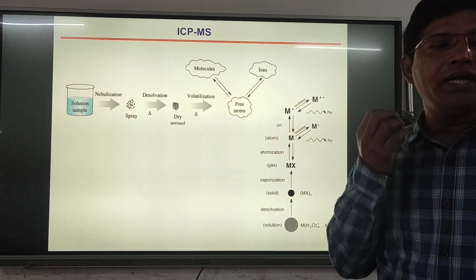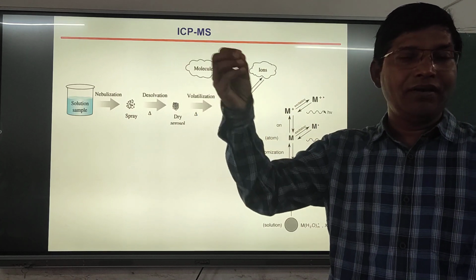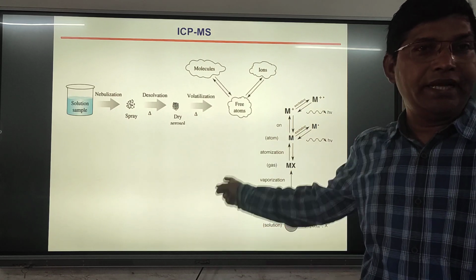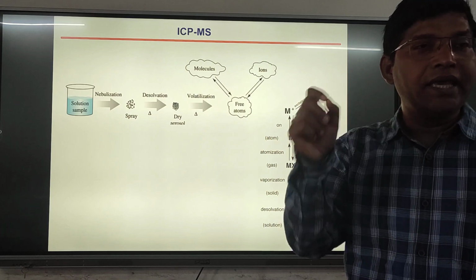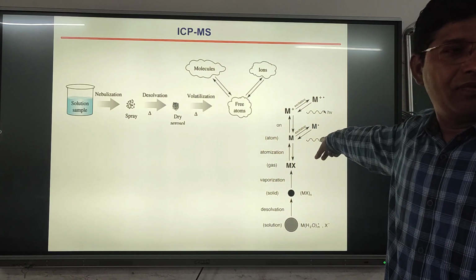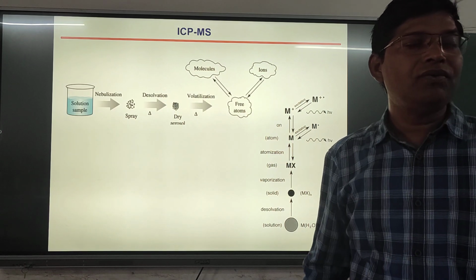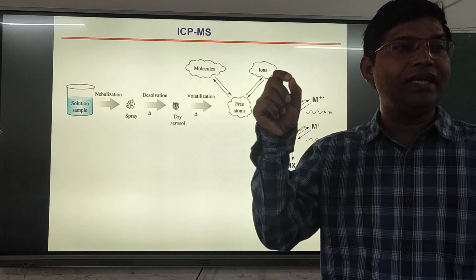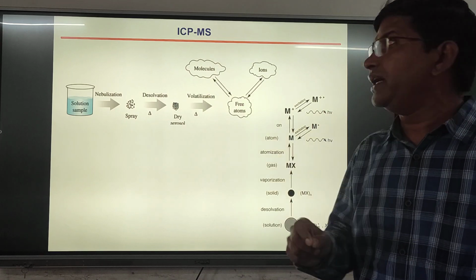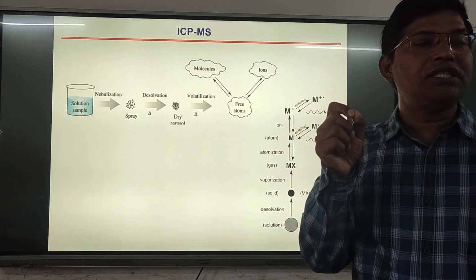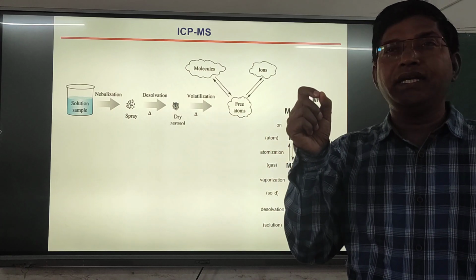Either your atoms are in the gaseous state or some of the atoms are in the excited state. In ICP AES, this excited element emits a particular wavelength of radiation that is measured. But in mass spectrometry, we will measure something different. So in mass spectrometry there is one condition.